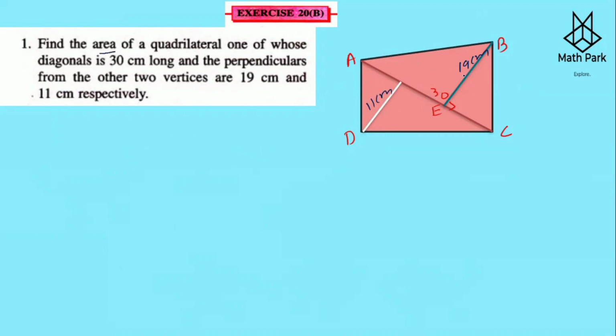Now we know that the diagonal of a quadrilateral divides it into two triangles, and the area of a triangle is half base times height. So if I have to find the area of this quadrilateral, we have two triangles with the same base. Let us write area of quadrilateral ABCD is equal to area of triangle ABC plus area of triangle ACD.